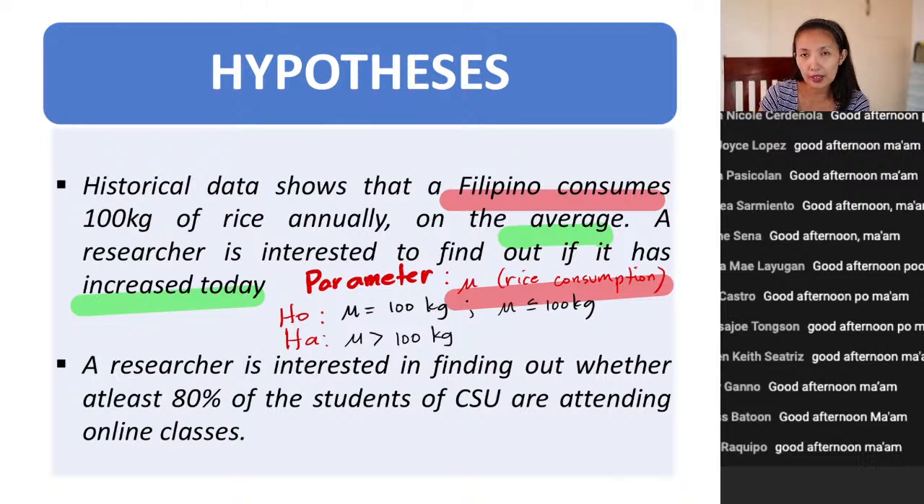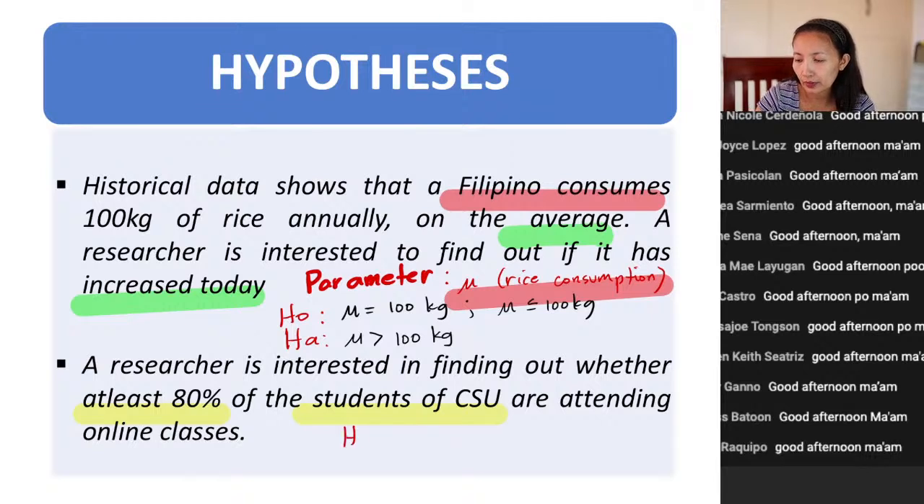For number 2, what do you think is the population here? Let me underscore, the population is CSU students. And what about the measure that the researcher is interested about? What parameter is that? Proportion. That percentage means the proportion of students who are attending online classes. So, this is our population, students of CSU. But are we talking about mean here in the second? No. It's a proportion this time, or a percentage. Proportion of students of CSU who are attending online classes. So, how shall we state this? HO and HA once again.